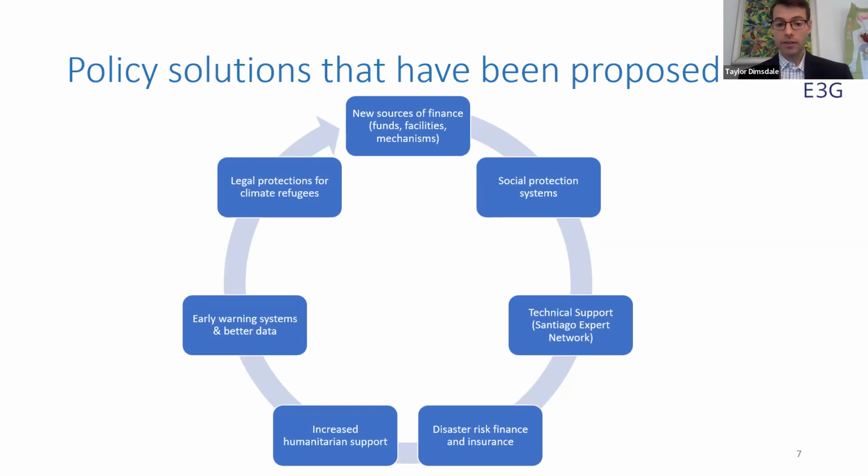And similarly on humanitarian support, increasing humanitarian support is clearly one of the things that needs to happen. But again, there's a big gap between needs and resources available there. And loss and damage also goes beyond what humanitarian support typically provides. Then there are things like better early warning systems, better data collection, and there's an emerging conversation around things like legal protection, for example, for climate refugees. So this is not meant to be an exhaustive list. Obviously, there are other solutions that have been proposed, but this is a taste of some of the things that have been discussed in terms of solutions to addressing loss and damage.